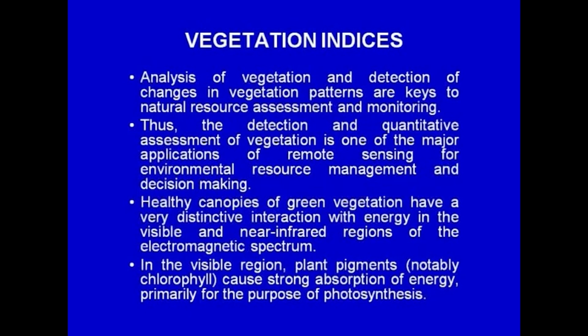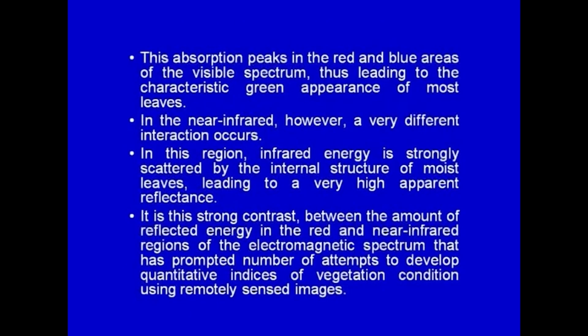In the visible region, plant pigments, notably chlorophyll, cause strong absorption of energy, primarily for the purpose of photosynthesis. This absorption peaks in the red and blue areas of the visible spectrum, thus leading to the characteristic green appearance of most leaves. In the near infrared, however, a very different interaction occurs. In this region, infrared energy is strongly scattered by the internal structure of moist leaves, leading to a very high apparent reflectance.